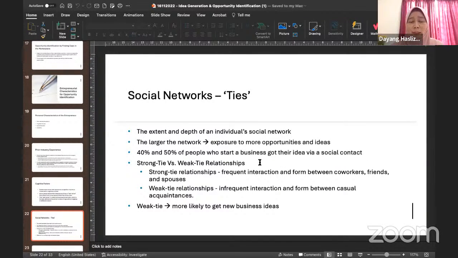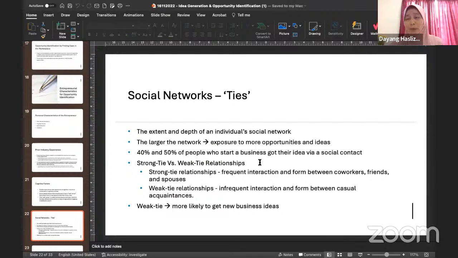And then this is also an interesting part, which is about social network, or sometimes it's called ties. Okay, ties, social network or ties. Social network is actually the extent, how big it is, and the depth, how deep it is, of an individual's social network. This is not really business network, but rather social network.